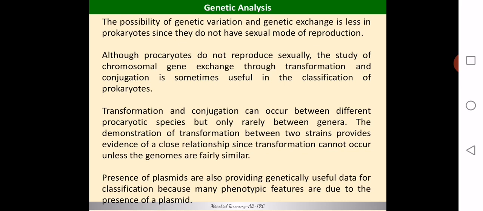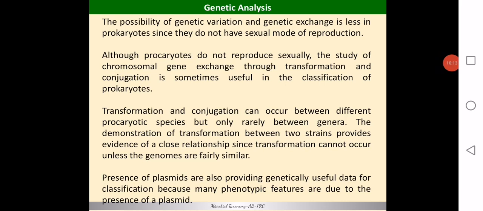Then the presence of plasmids. These are the extrachromosomal genetic material, or extranuclear genetic material. And the presence and absence of plasmids is also considered as a genetic parameter for classification, right? So that's about the genetic analysis.